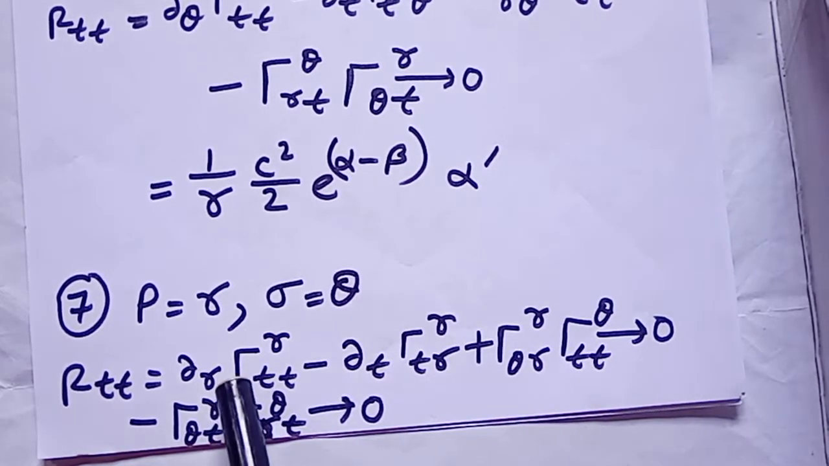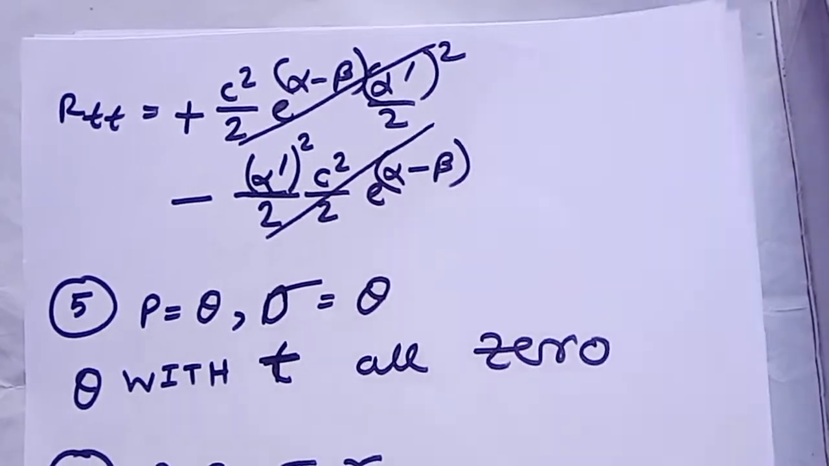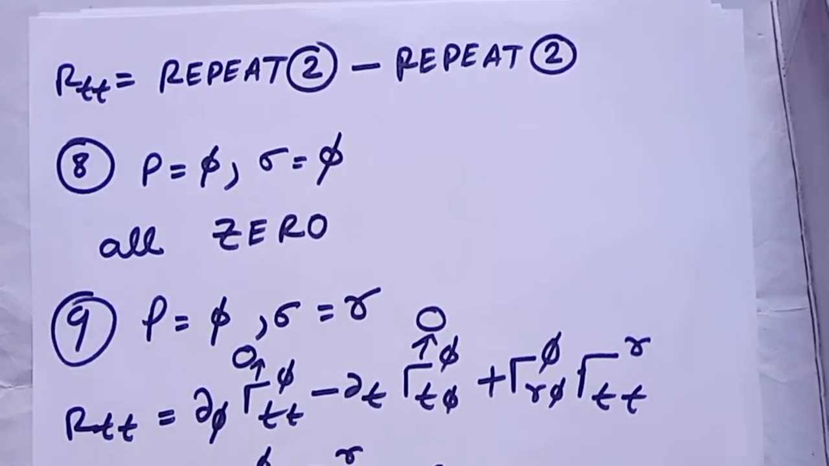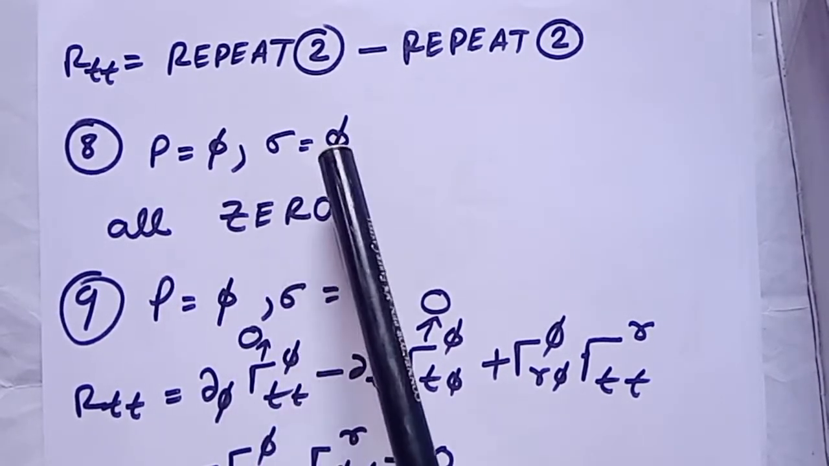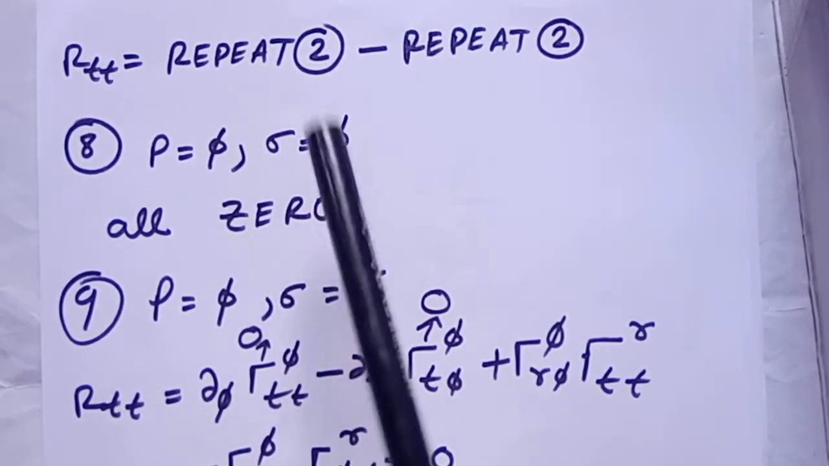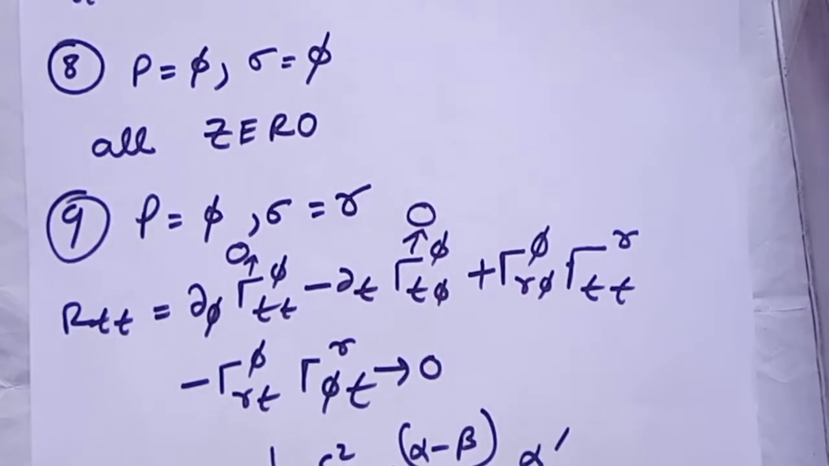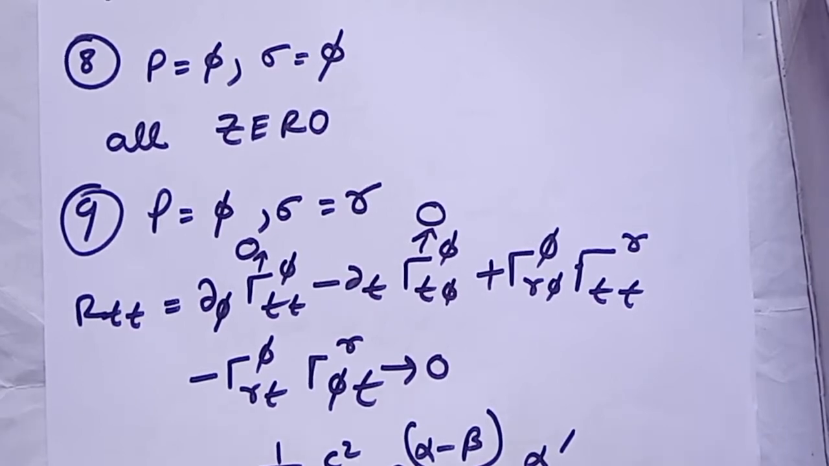Now we have the component of the first and second term, but this component should be repeated in two combinations. Now the combination of rho equal to phi and sigma equal to phi: this is all 0 when combined with the Christoffel symbol gamma t with the time component, so all these Christoffel symbols should be 0.